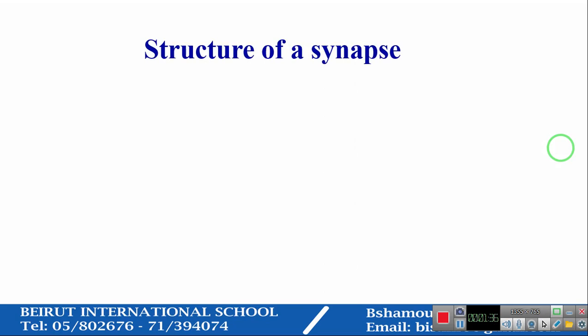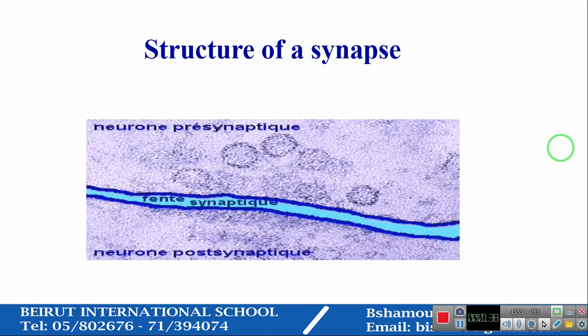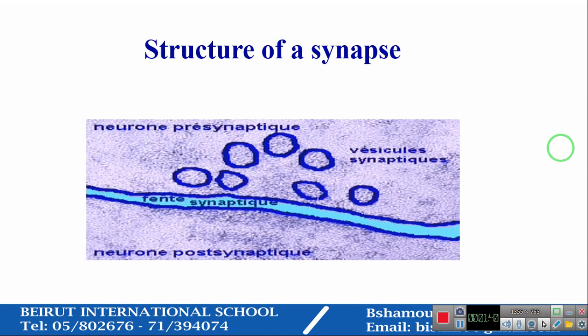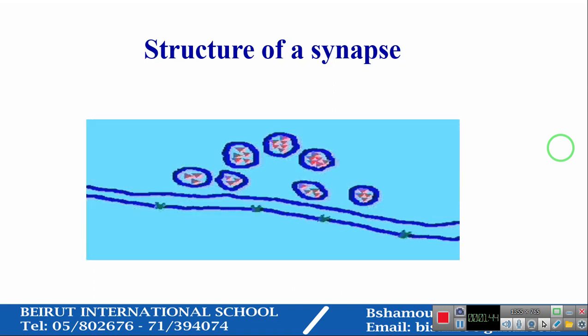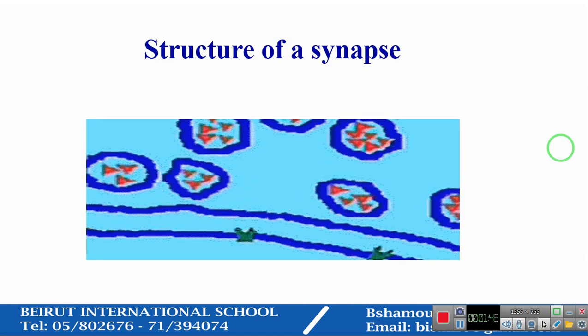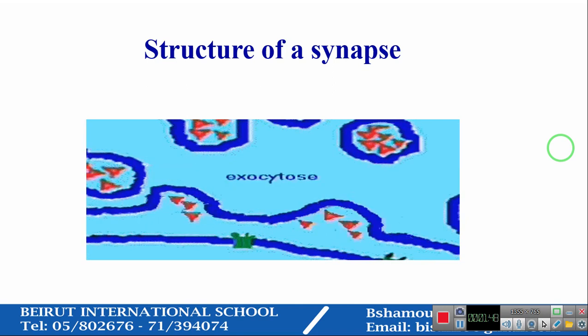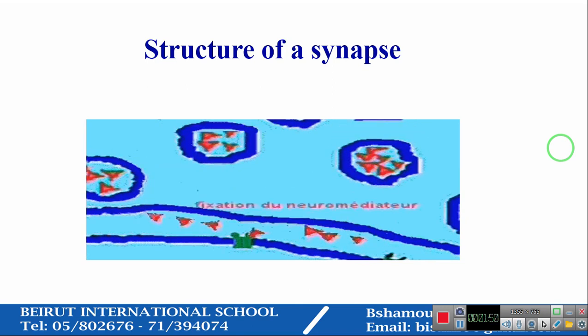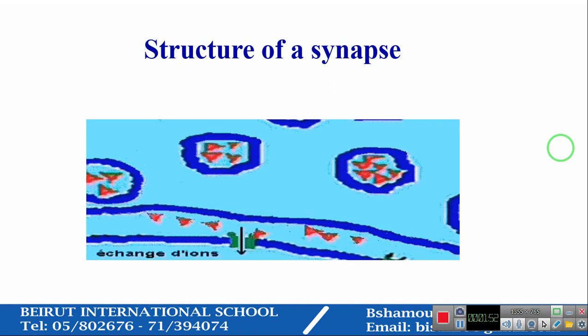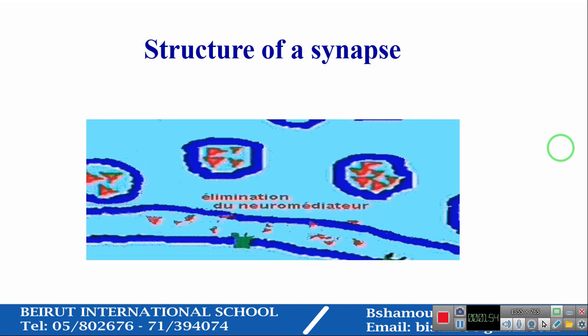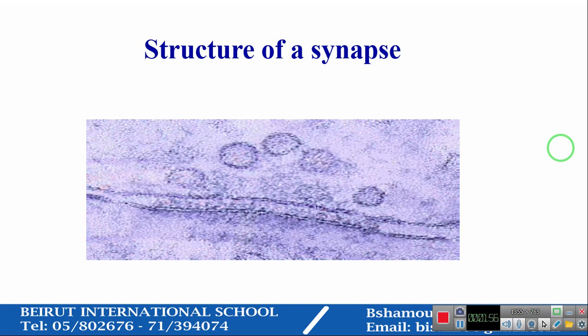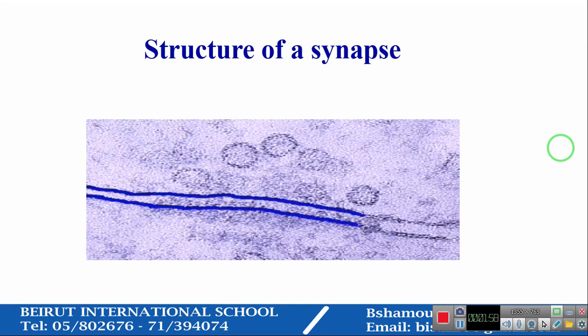Structure of a synapse. Here we have the presynaptic membrane containing the synaptic vesicles. In between we have the synaptic cleft. Here we observe exocytosis, or the release of neurotransmitters from the presynaptic membrane into the synaptic cleft, then into the postsynaptic membrane.